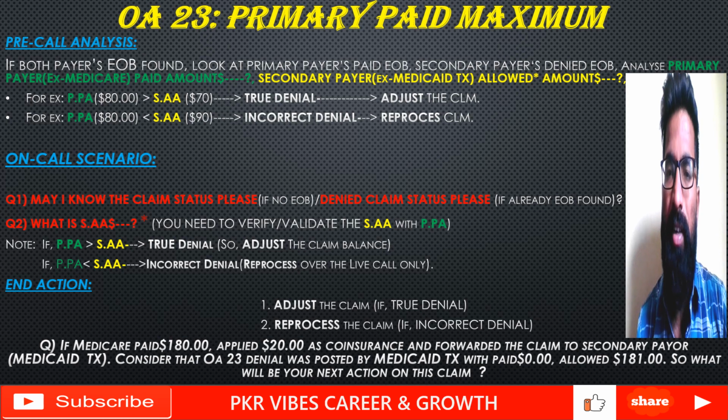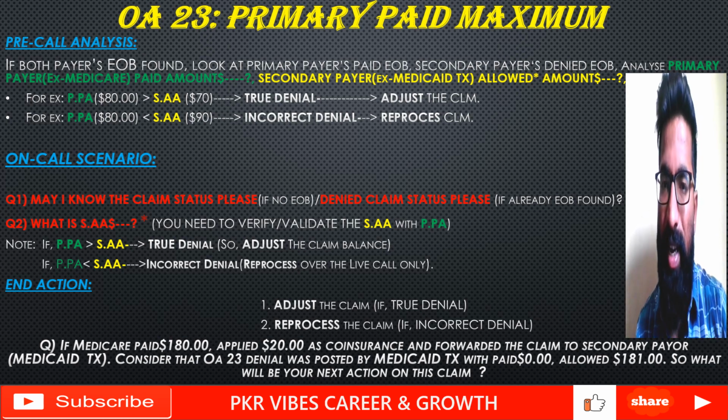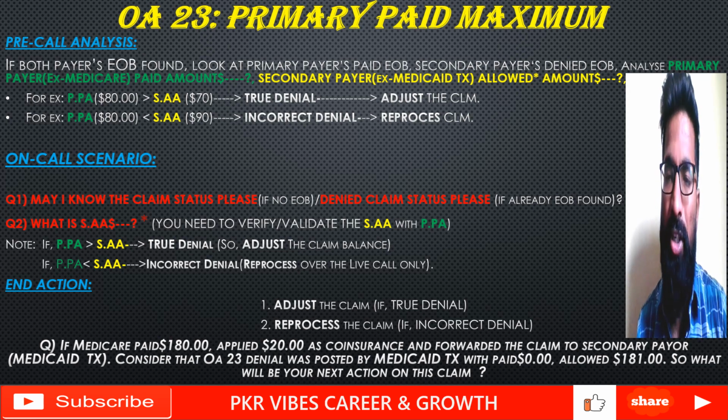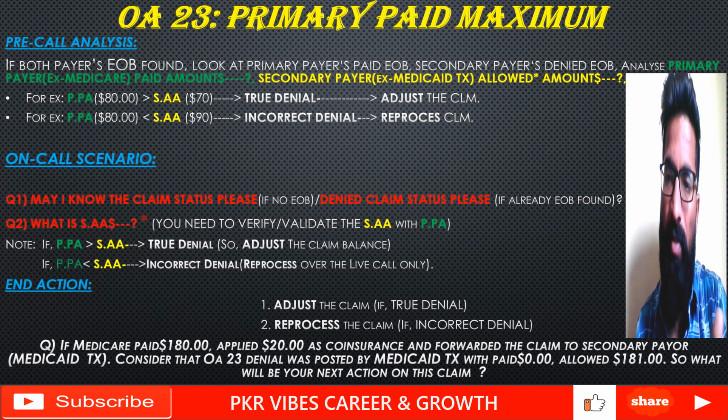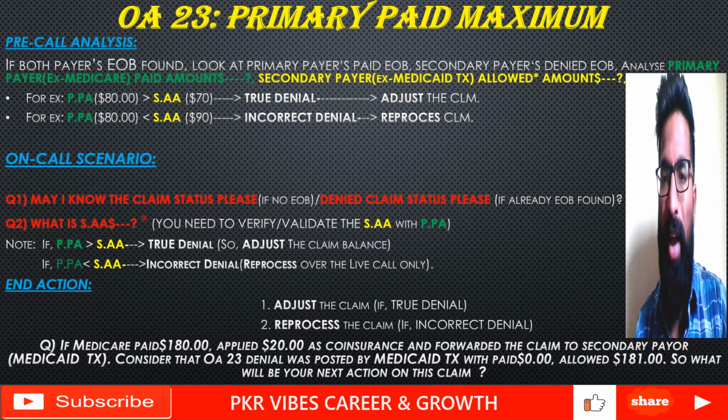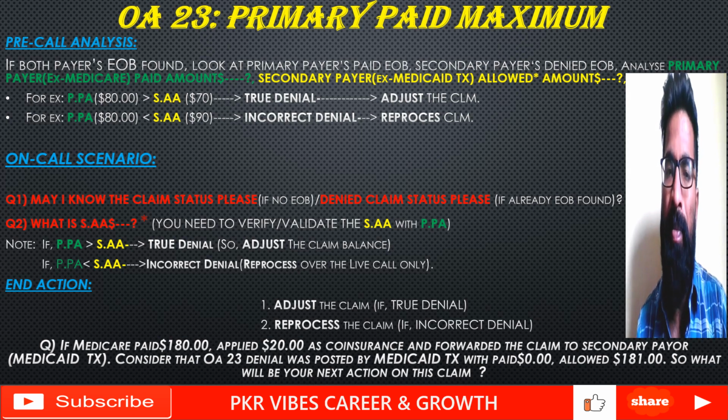Before that, we have to understand that we will get this denial from the secondary insurance whenever the primary insurance has paid and applied the co-insurance. If that co-insurance is forwarded to the secondary insurance, then the secondary insurance will give this denial as PPMAX. Generally we will get this denial from the state Medicaid. So this denial is a secondary insurance denial.